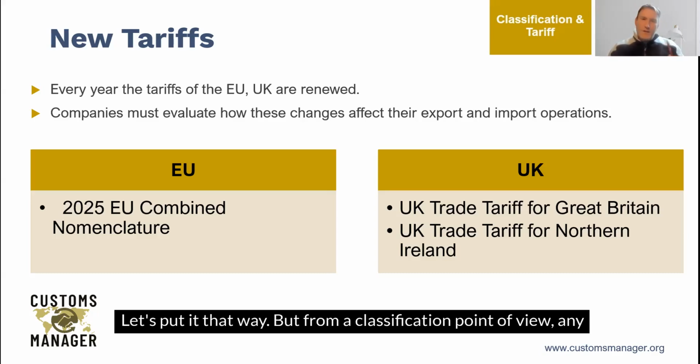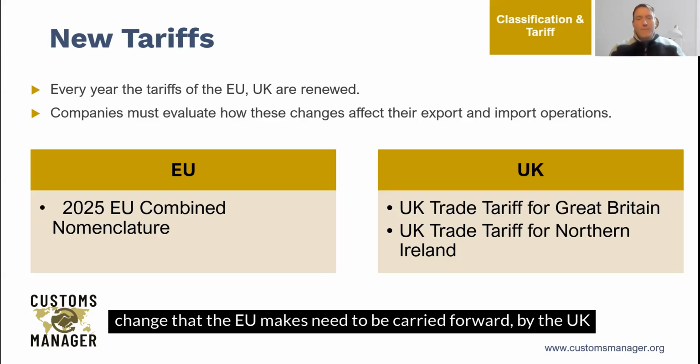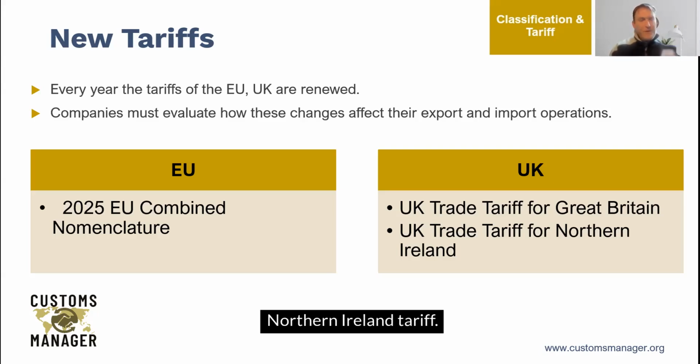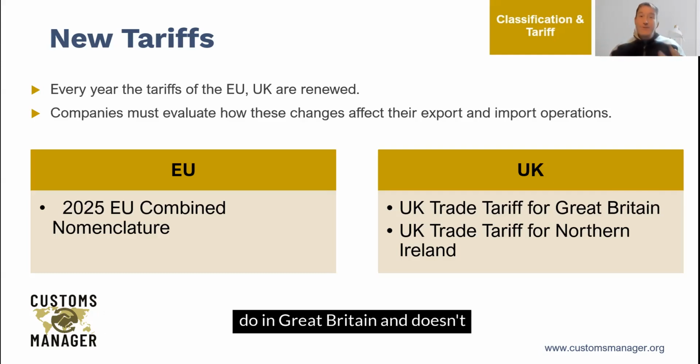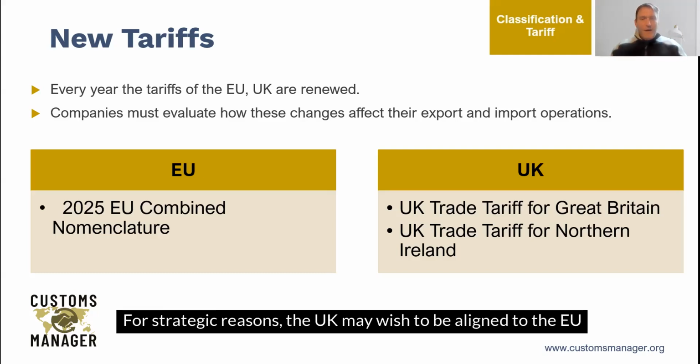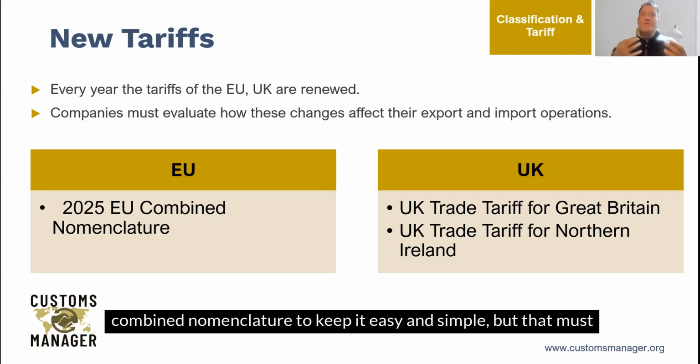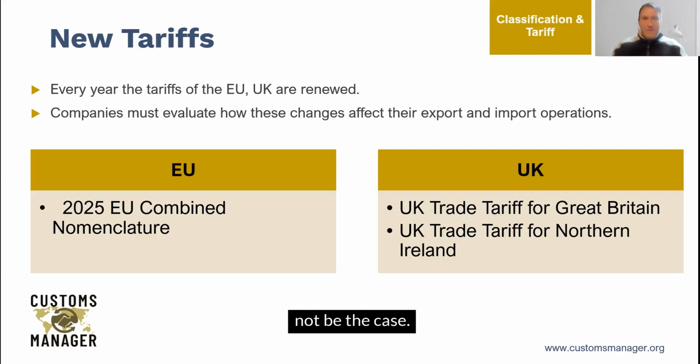But from a classification point of view, any change that the EU makes needs to be carried forward by the UK Northern Ireland tariff. The Great Britain tariff, if it chooses to align itself to the EU, well, that's its prerogative. The point is, what the UK wants to do in Great Britain, the UK can do in Great Britain and doesn't need to ask or consult anybody else. For strategic reasons, the UK may wish to be aligned to the EU combined nomenclature to keep it easy and simple, but that must not be the case.